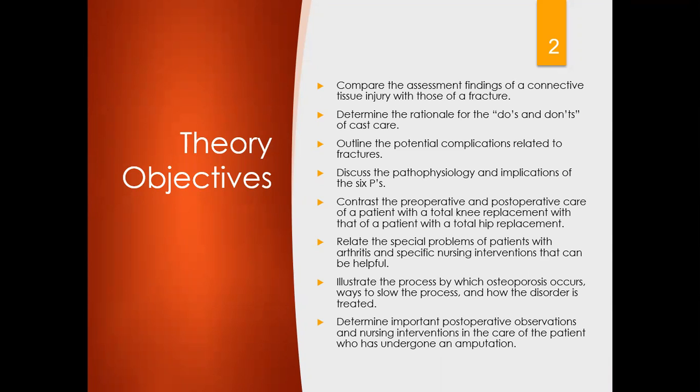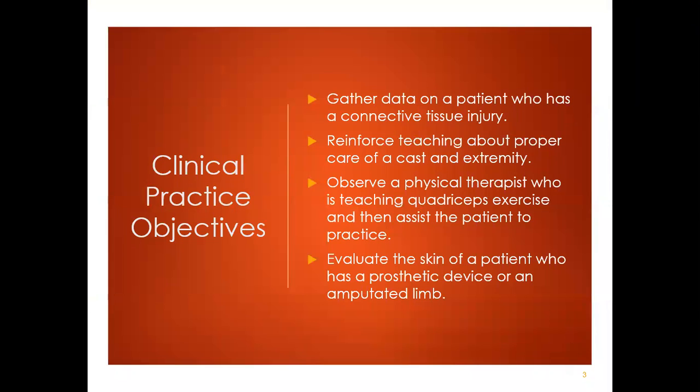a total hip replacement. Relate the special problems of patients with arthritis and specific nursing interventions that can be helpful. Illustrate the process by which osteoporosis occurs, ways to slow the process, and how the disorder is treated. Determine important postoperative observations and nursing interventions in the care of a patient who has had an amputation.